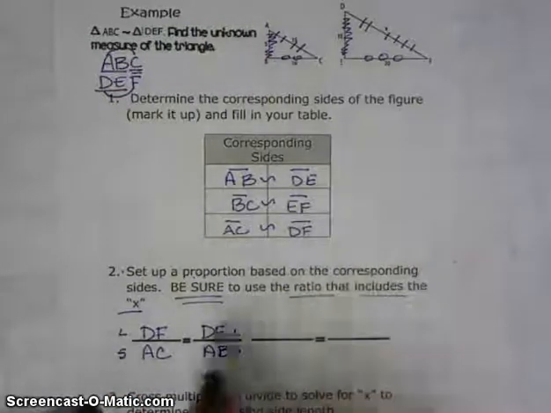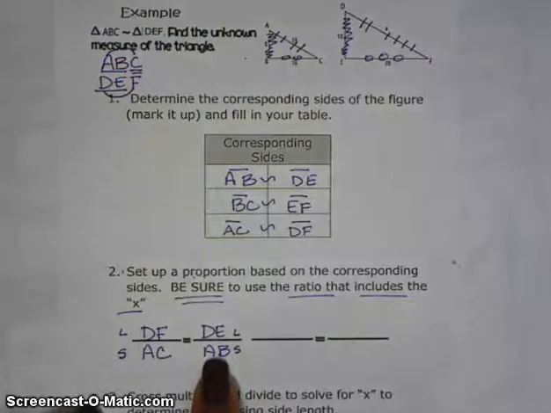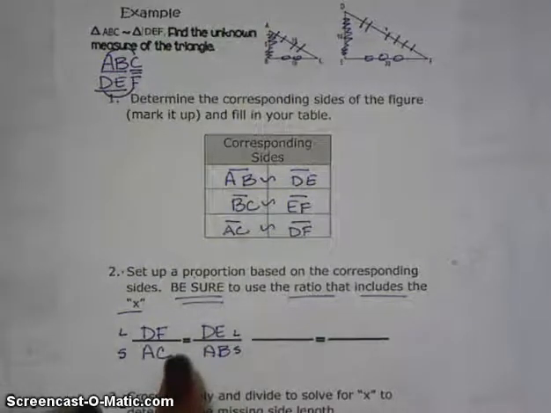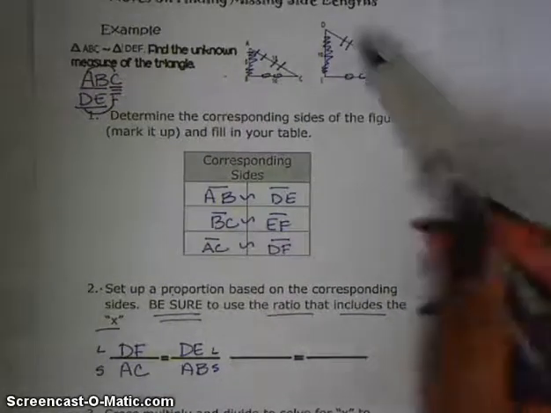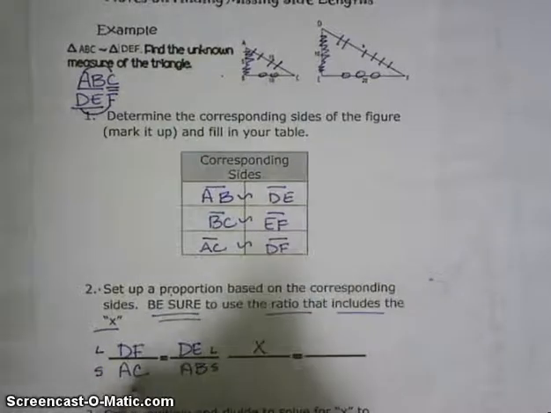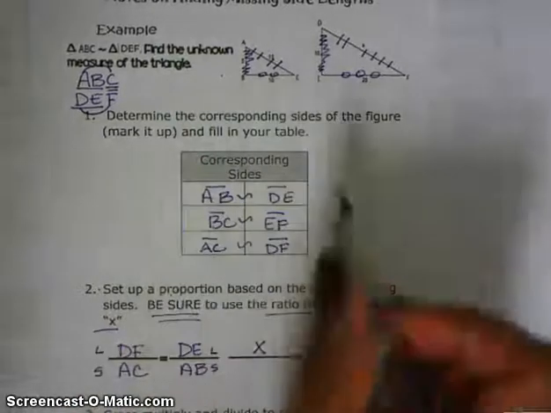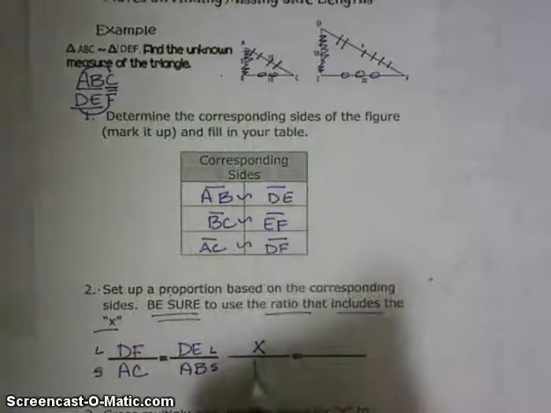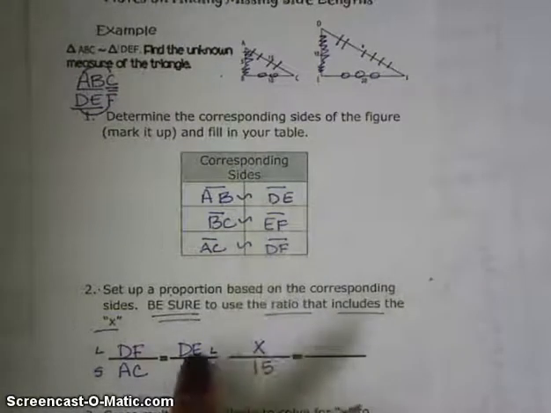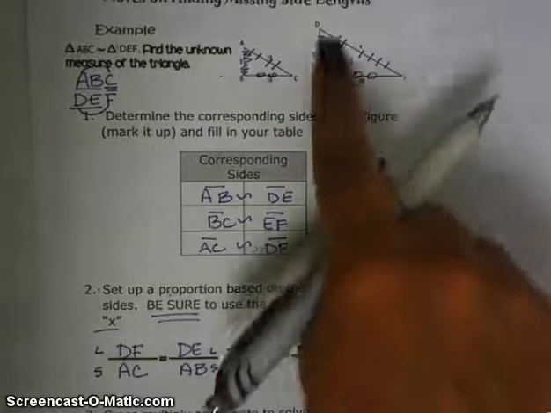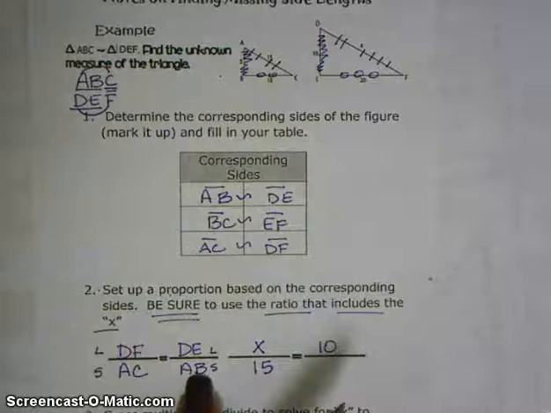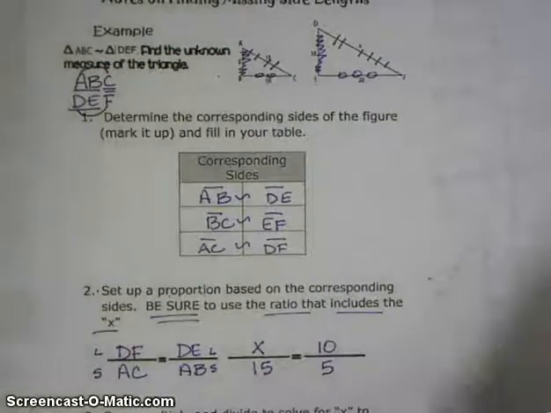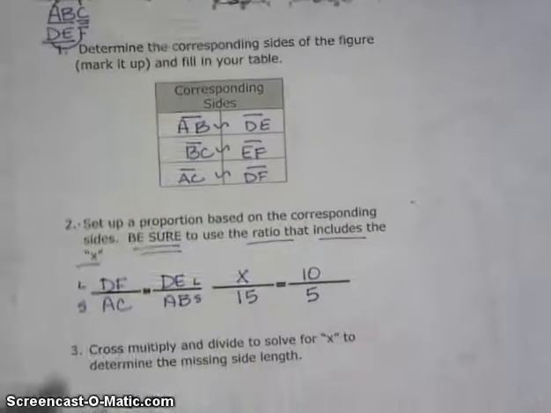Okay, so now we're going to take this, and remember, you can pause the video at any time. I'm going to put the numbers that are associated with my letters. Okay, so DF, look at your large triangle, it is the X. AC from the small triangle is 15. DE from the large triangle, which is right here, the stitching, that is 10. And then AB from the small triangle, which is the stitching, is 5. Okay, so now you have a proportion with an X. This should look very familiar to you.